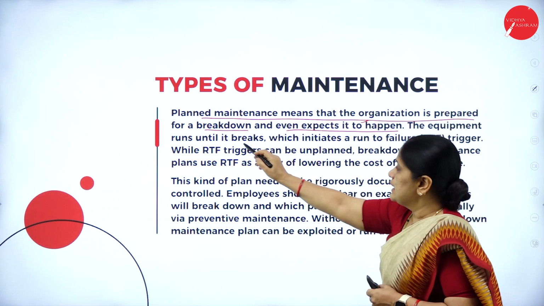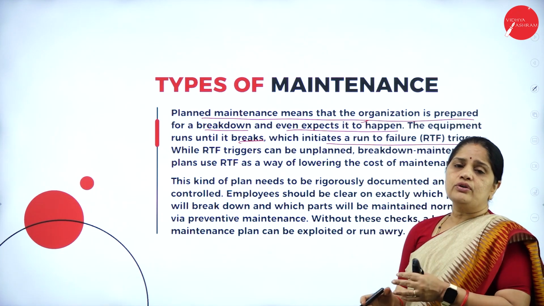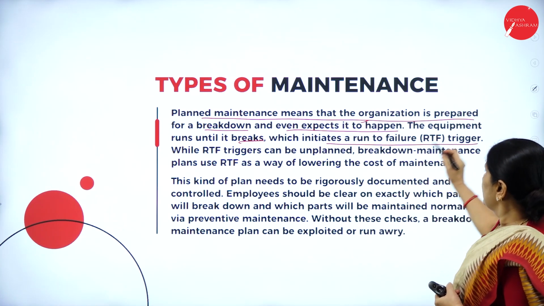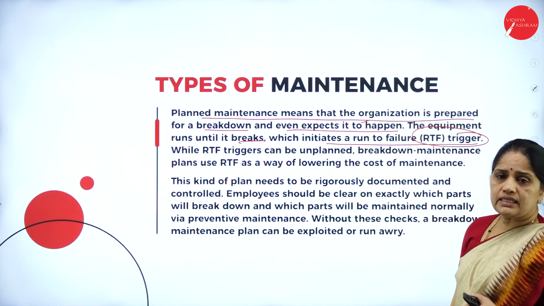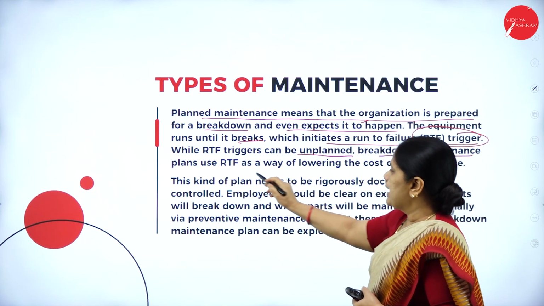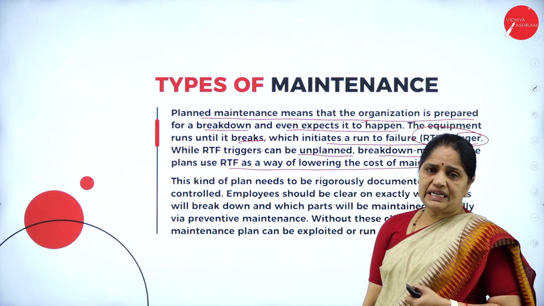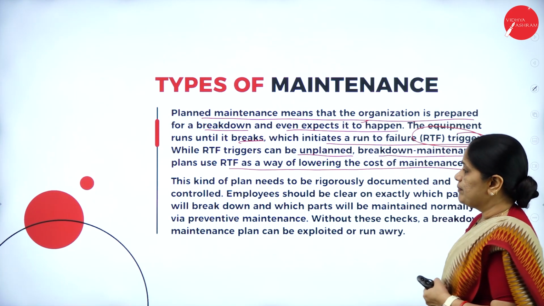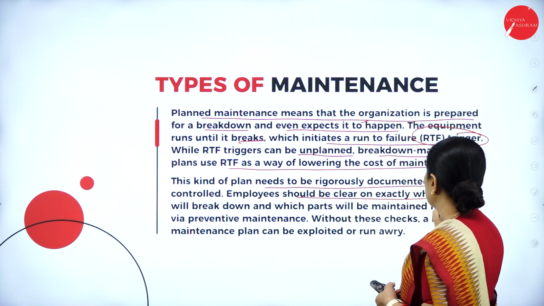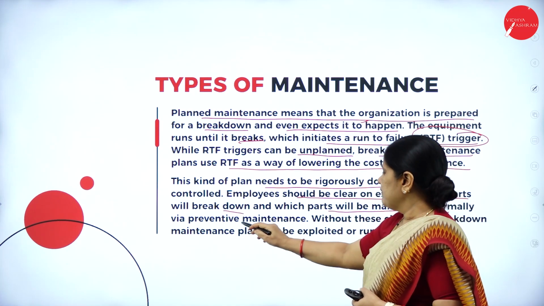The equipment runs until it breaks, which initiates a run to failure trigger. So, you know that the equipment is going to break down, and you run the equipment until its breakdown. This is what we call the RTF trigger, that is the run to failure trigger. RTF trigger can be unplanned; breakdown maintenance plans use RTF as a way of lowering the cost of maintenance. This kind of plan needs to be rigorously documented and controlled. Employees should be clear on exactly which parts will break down and which parts will be maintained normally via preventive maintenance.